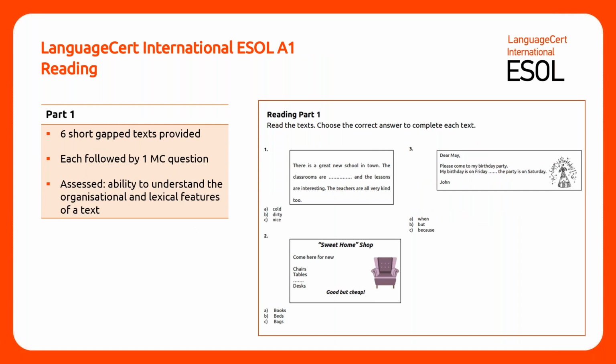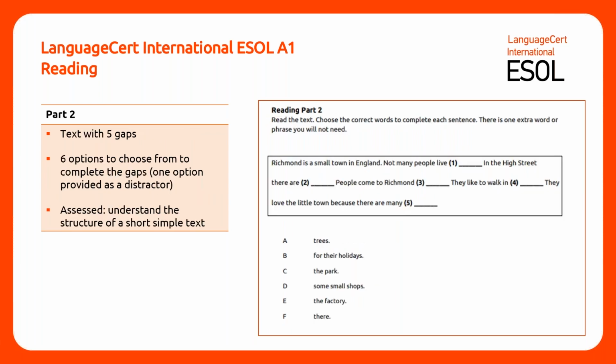Focusing on the A1 level exam first, Part 1 consists of 6 short gapped texts, each followed by 1 multiple choice item. This part aims to assess the candidate's ability to understand the organizational and lexical features of a text. Part 2 presents candidates with a text with 5 gaps and 6 options to choose from to complete the gaps. One option is provided as a distractor. The aim of this part is to assess the candidate's ability to understand the structure of a short, simple text.